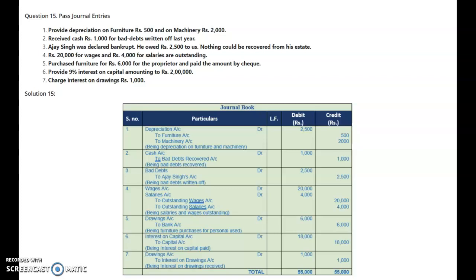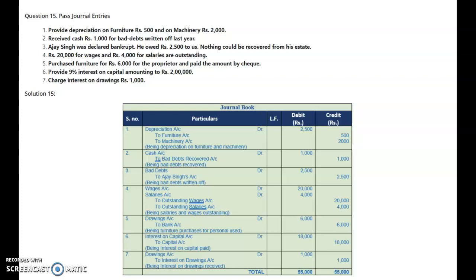Provide depreciation on furniture rupees 500 and on machinery rupees 2000. Now, first of all, we must know what depreciation is. Depreciation is the reduction in the value of a fixed asset over a period of time due to wear and tear, due to use, and many other reasons. So basically, depreciation is the reduction.